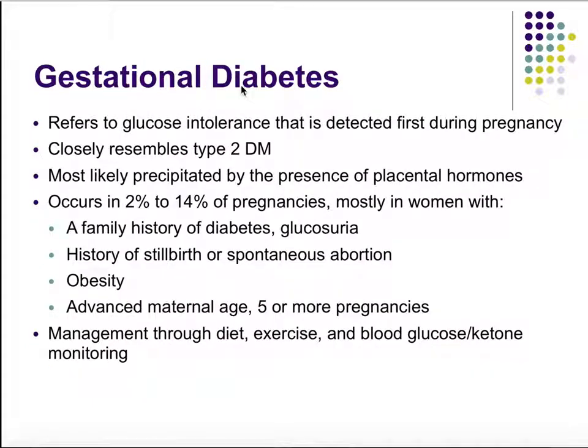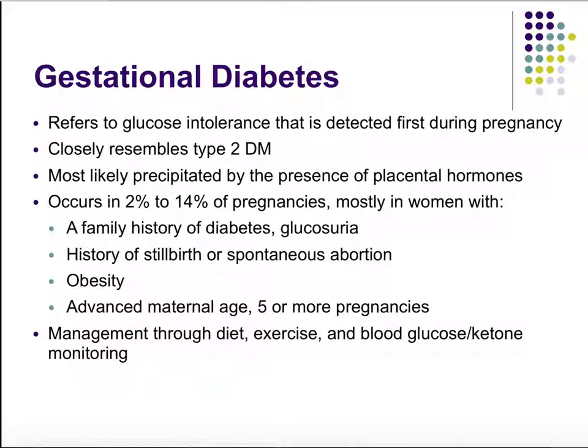And then gestational diabetes mellitus. So this is, again, when you first detect glucose intolerance during pregnancy. And it really closely resembles type 2 diabetes mellitus. And if you have gestational diabetes, your risk of eventually developing type 2 is a little bit higher. So you really want to watch your lifestyle. It's most likely due to the presence of all of the extra placental hormones. And it occurs in about 2 to 14% of pregnancies.